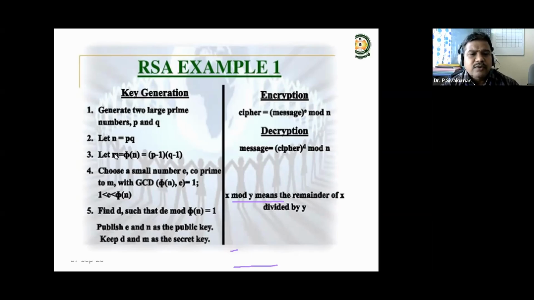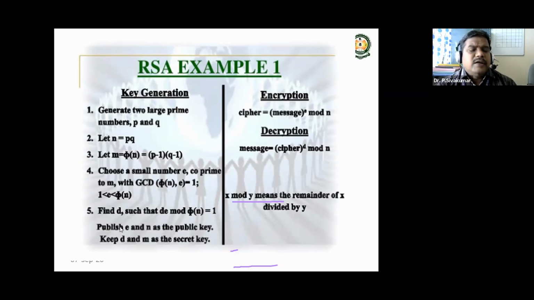So choose the smallest e value, but the e value must be co-prime to phi of n. What is co-prime? Relatively prime. That means the GCD of phi of n comma e is equal to 1. Similarly, e lies between 1 to phi of n. Once both conditions are satisfied, then only you can choose e, because then only e is co-prime to phi of n. Then only we can use it. That number is the public key.